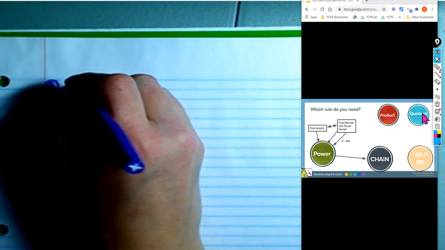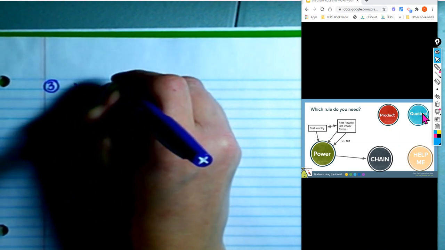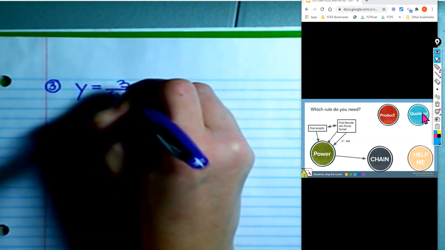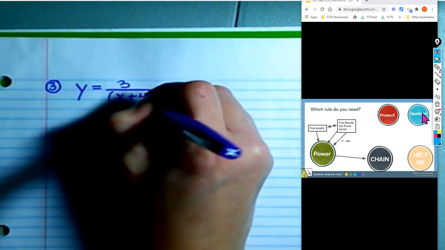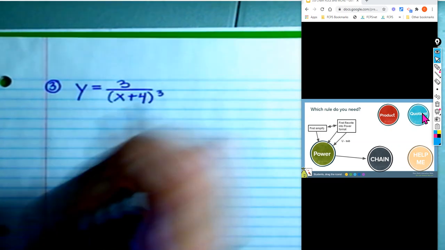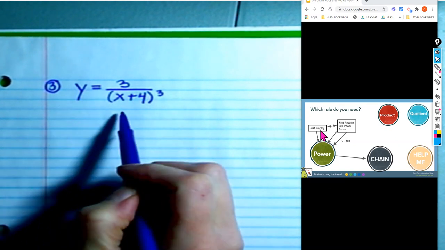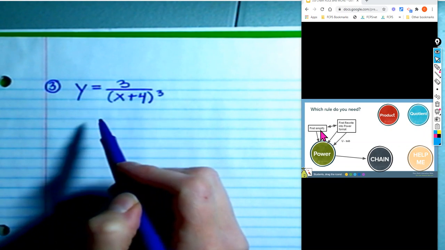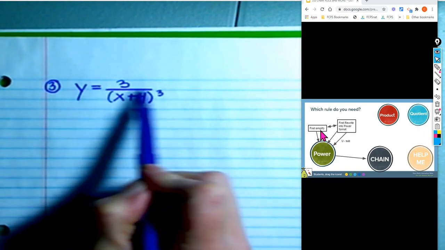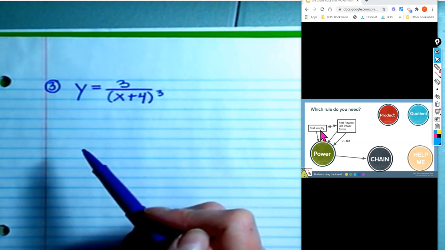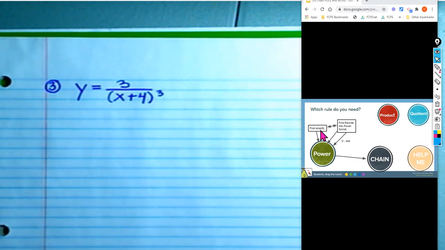All right, let's look. How creative can we get? Y equals 3 over (x) plus 4 cubed. Okay, let's go through our little chart here. Can you simplify this? No, there's no reducing. I can't actually do the division because the 3 has a smaller power than the cube.